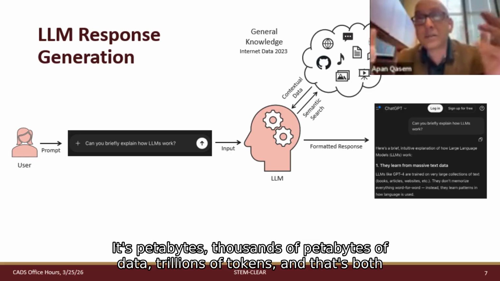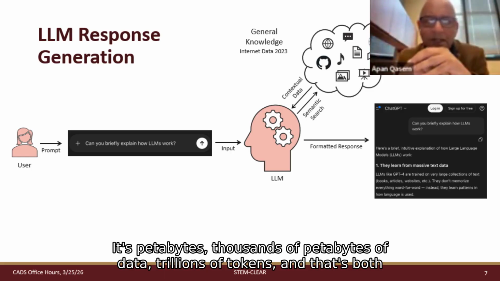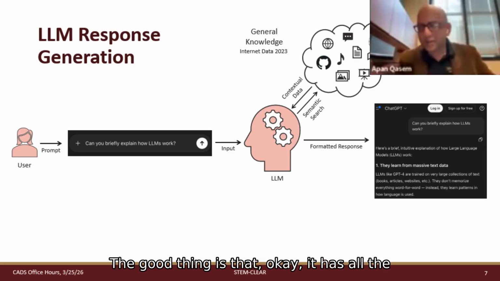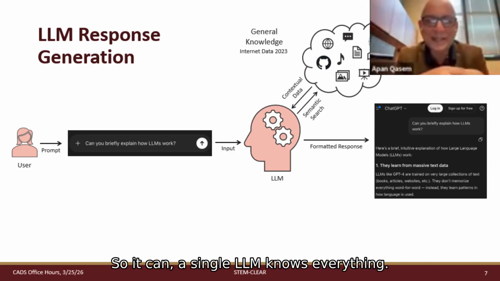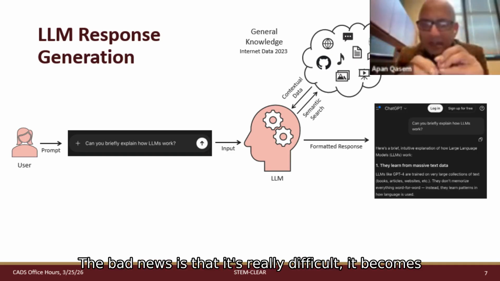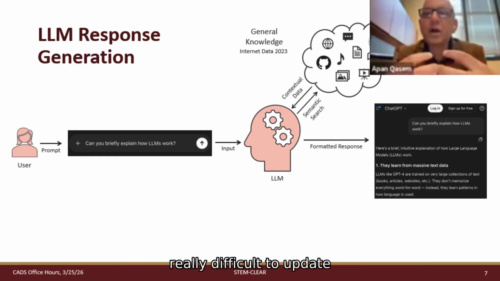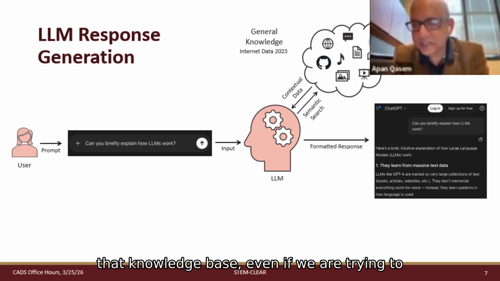So this knowledge base is really large, right? Petabytes, thousands of petabytes of data, trillions of tokens, and that's both a good thing and a bad thing, right? The good thing is that it has almost all the world's knowledge, right? So a single LLM knows everything. The bad news is that it becomes really difficult to update that knowledge base.